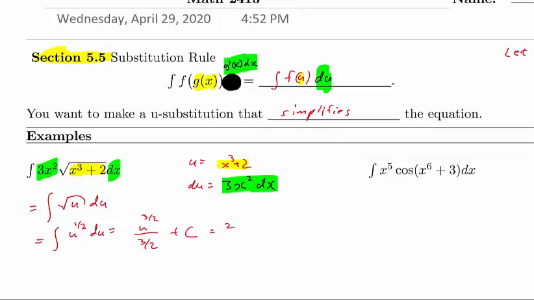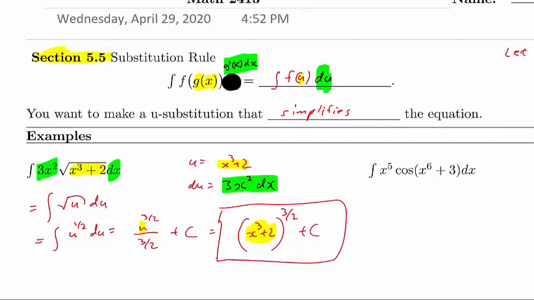Right, so this becomes 2/3, right? Because we're just flipping that one to get it up top. And then we're going to go ahead and substitute that u in right there. And so that's x cubed plus 2. And there we go. That's it. That is the answer. And if you take the derivative of this, you will get everything inside the square root. That is called the integrand right there.